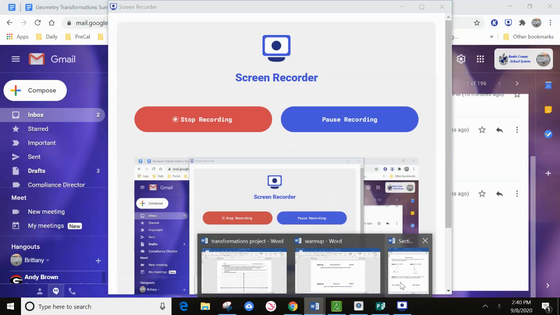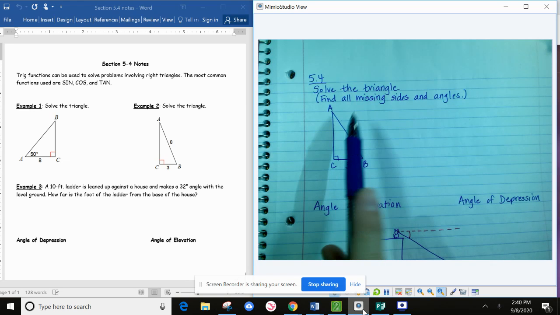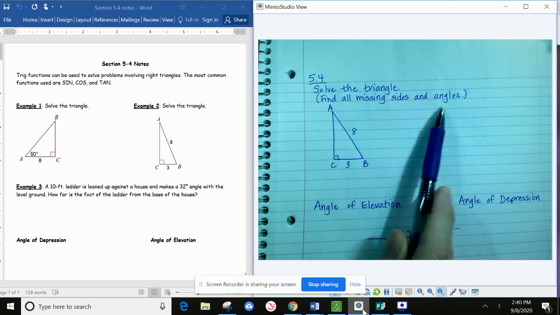All right, we're going to talk about how to solve right triangles. And what that means is you want to find all the missing sides and angles. I've got an example for you right here.